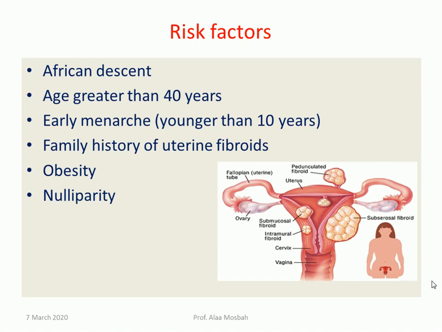What are the risk factors? African descent, age greater than 40 years, early menarche and late menopause, family history of uterine fibroid, obesity, and nulliparity. And as you see, it is one of the hyperestrogenic diseases.